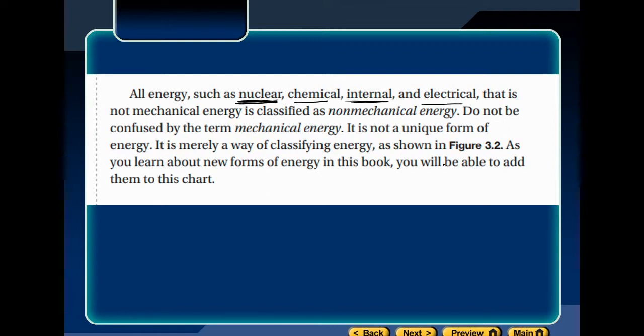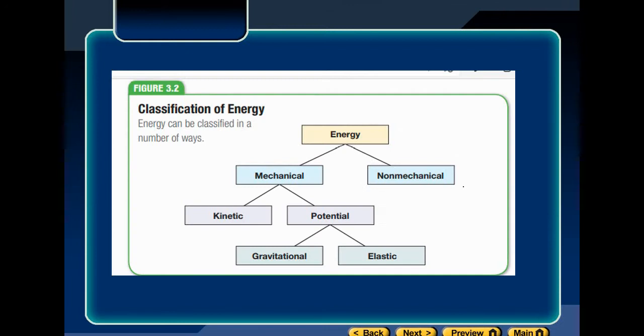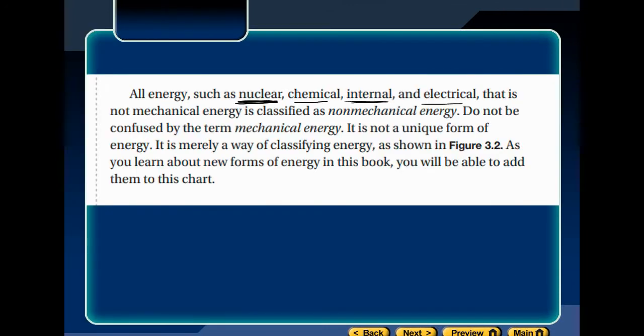When we talk about mechanical energy, we are talking about two things: the kinetic and potential energy. Just that. That is the difference between mechanical and non-mechanical energy. All of that, the chemical and electrical and nuclear and internal energy, are examples of non-mechanical energy. But when we speak about the kinetic and potential energy, we are speaking about mechanical energy, and we will focus more on mechanical energy right now.